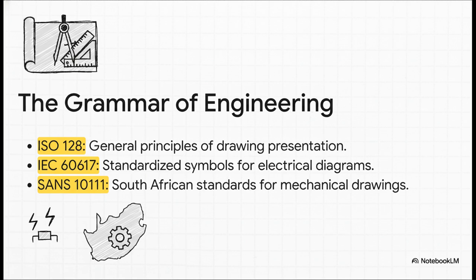Then you have IEC 6617. This one's a big deal. It ensures an electrical symbol means the exact same thing everywhere. I mean, you can imagine how dangerous and expensive it would be if it didn't. And of course, you get regional standards too, like SANS 10111 in South Africa, which fine-tune these global rules for local needs. It's all about creating one single source of truth.